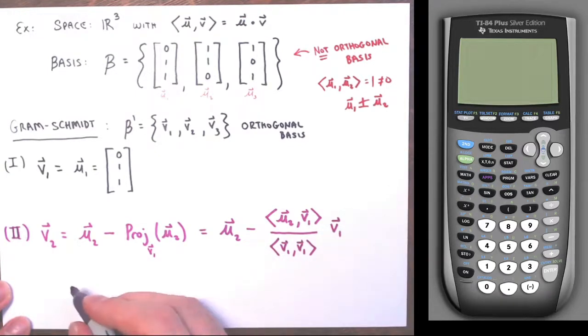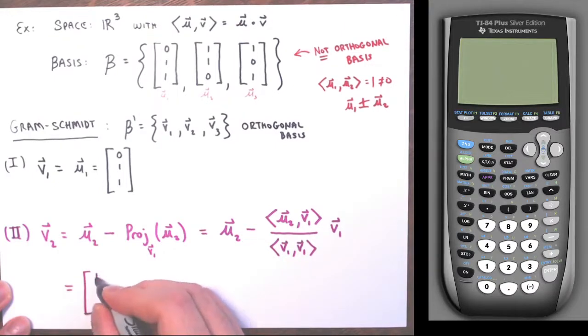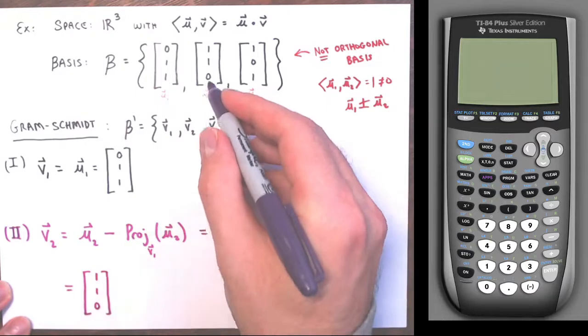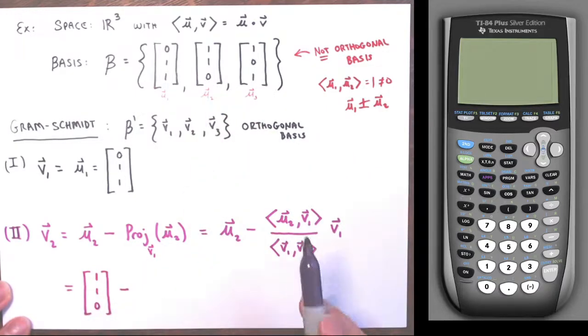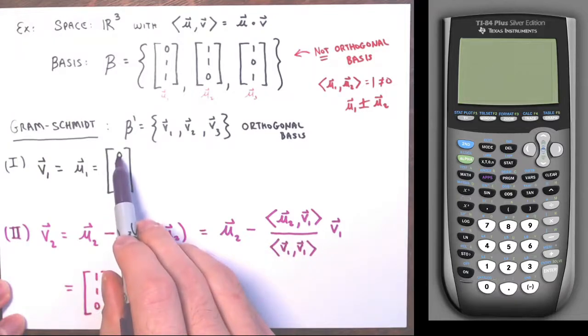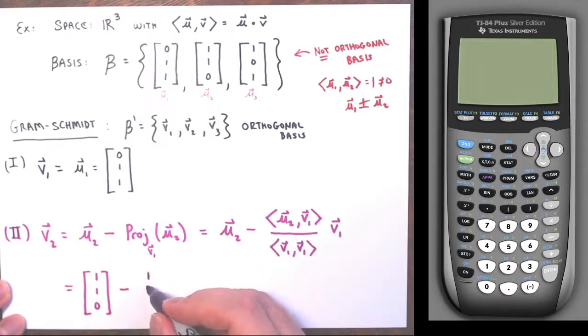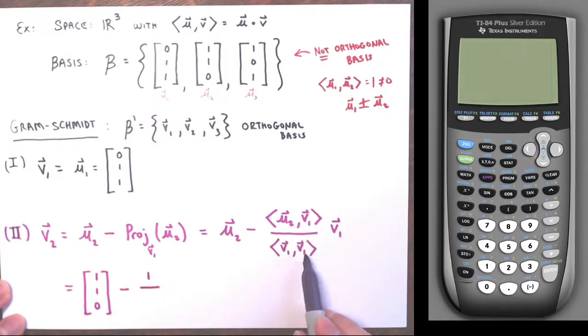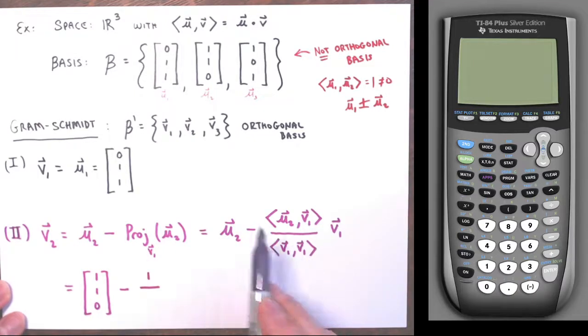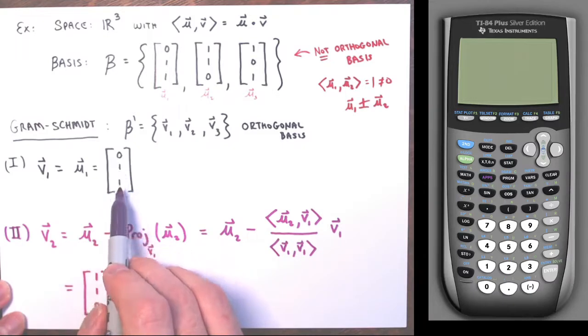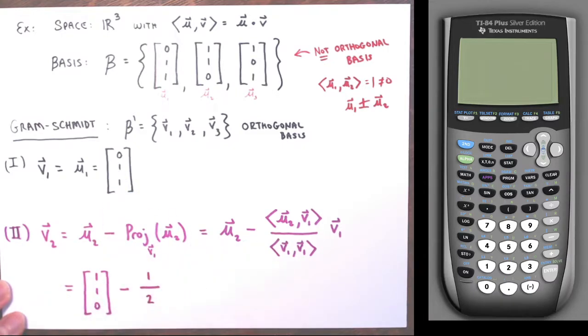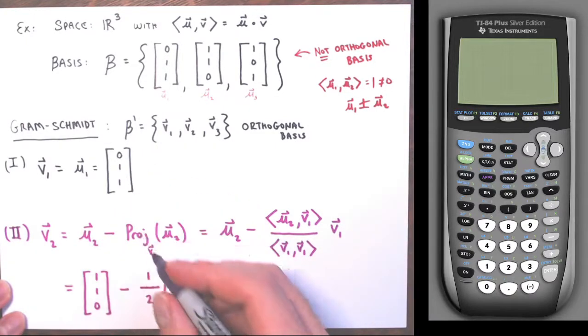Okay, so what are these? u2 is the vector (1, 1, 0), the second vector from my original basis. Minus, what's the inner product, in this case the dot product, of u2 with v1? There's u2, (1, 1, 0), there's v1, (0, 1, 1). Dot product would be 0 plus 1 plus 0. That's 1 in the numerator. And then denominator, what's the inner product of v1 with v1? That'd be 0 plus 1 plus 1. That's 2. So a half. So I take u2 minus a half of v1, and v1 was again (0, 1, 1).